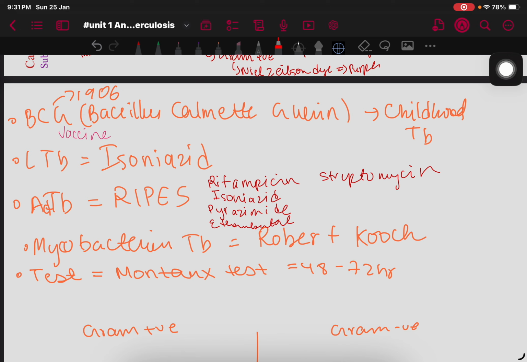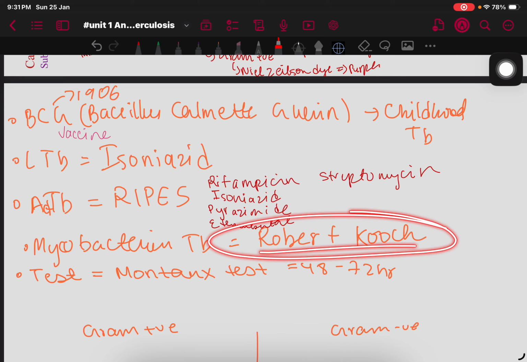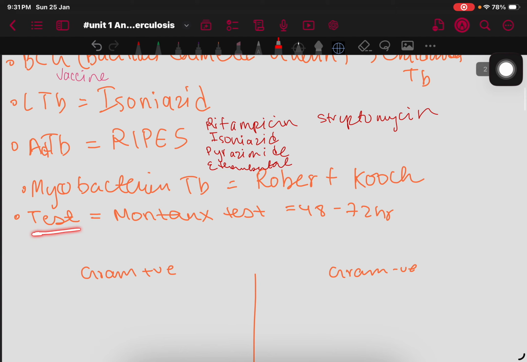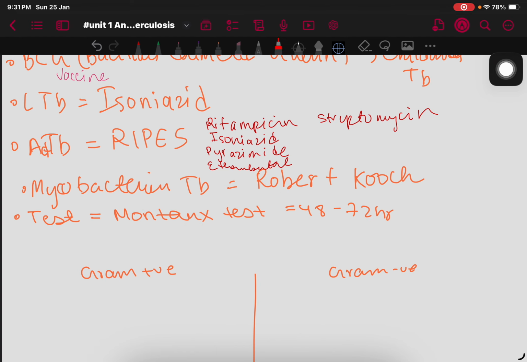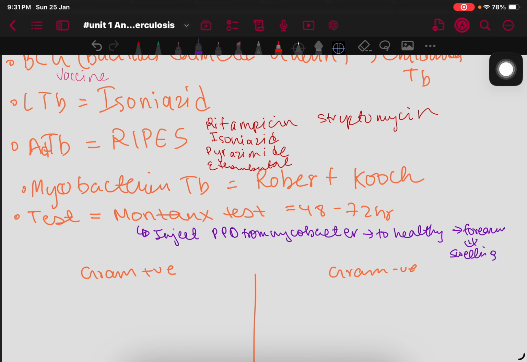Mycobacterium was discovered by Robert Koch, and the test to determine whether TB is present in the body is the Montoux test, which gives the result in 48 to 72 hours, I mean 2 to 3 days. In this we inject PPD, purified protein derivative from the mycobacterium, into a healthy person in the forearm, and the result will show swelling or any inflammation.